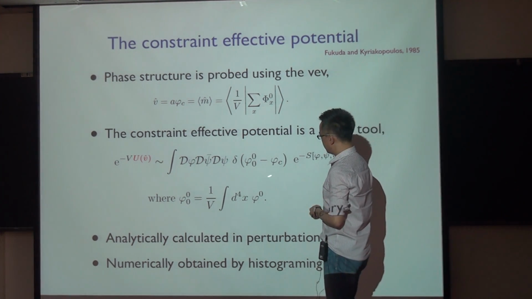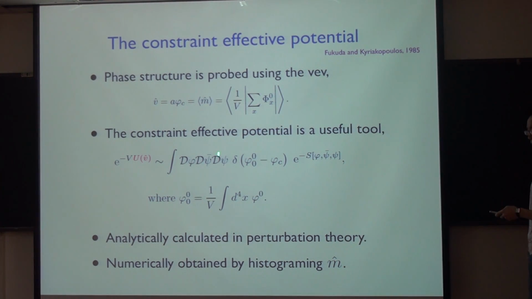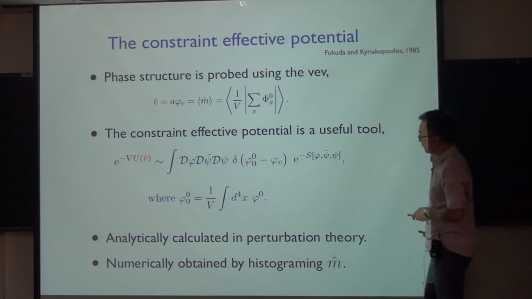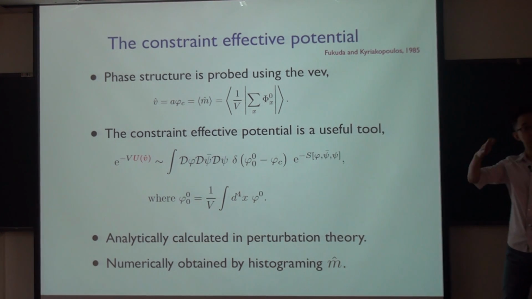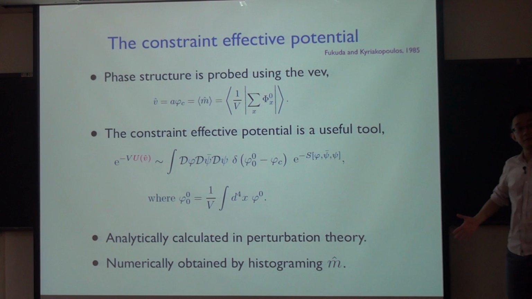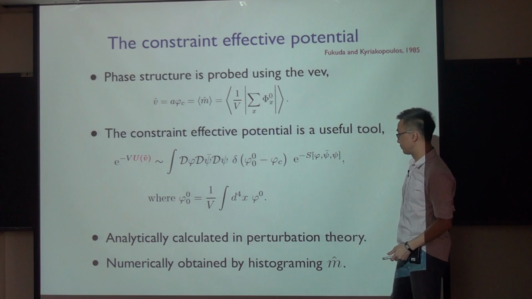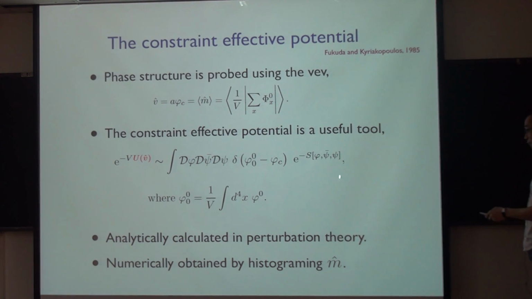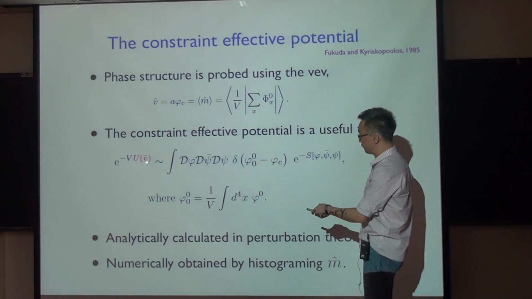And what's this? You see, you are doing the entire path integral except for the zero mode. So you're not summing over the zero mode of the Higgs field. And that means you're actually just computing the distribution of the zero mode of the Higgs field in this path integral. So in other words, you can compute it numerically by looking at the distribution of the zero mode of the Higgs field. Or if you follow this prescription, you can also perform perturbative calculations to extract this effective potential.